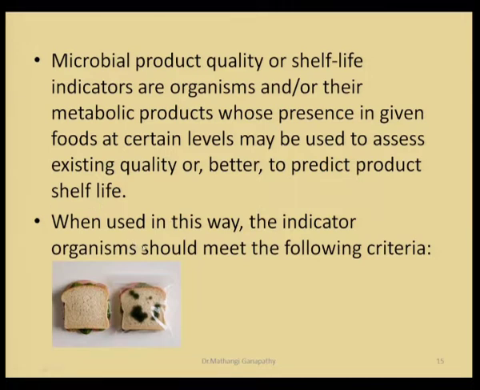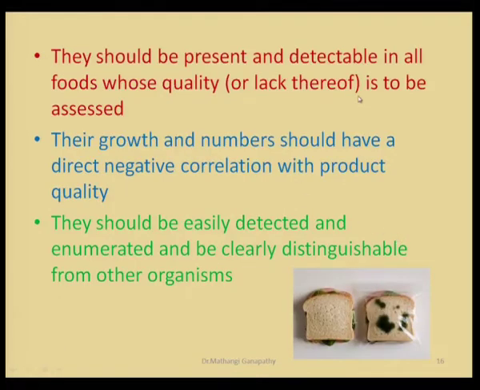So, how do you evaluate that a particular organism can be used as an indicator organism? For that we have specific criteria. Number 1, the organism should be present and detectable in all foods whose quality or lack thereof is to be assessed. So, if I am saying that I am going to use microbe A as an indicator organism for spoilage or, say, a pathogenic microbe present in a particular type of food, this indicator organism A should be present and should be detectable in all such types of foods.